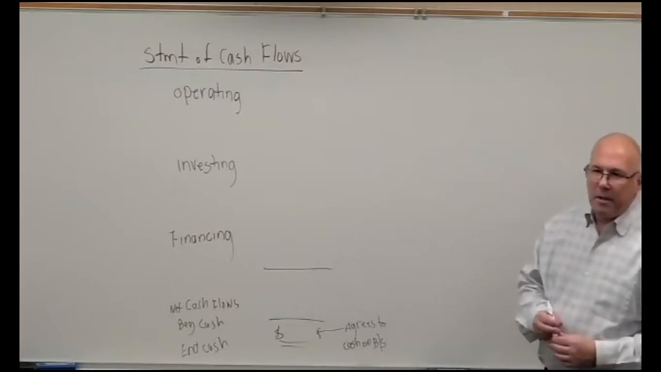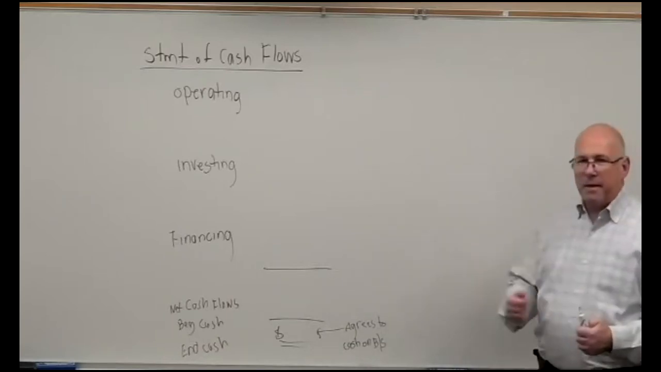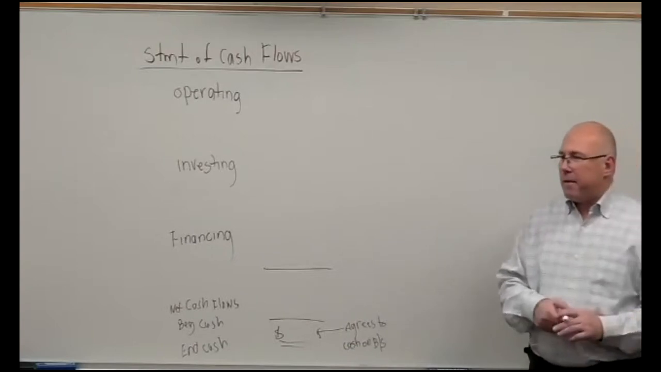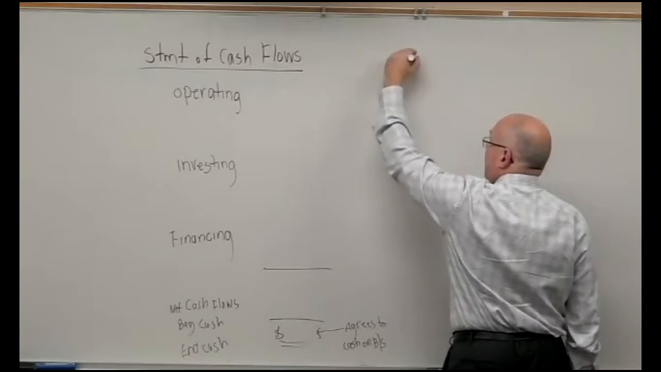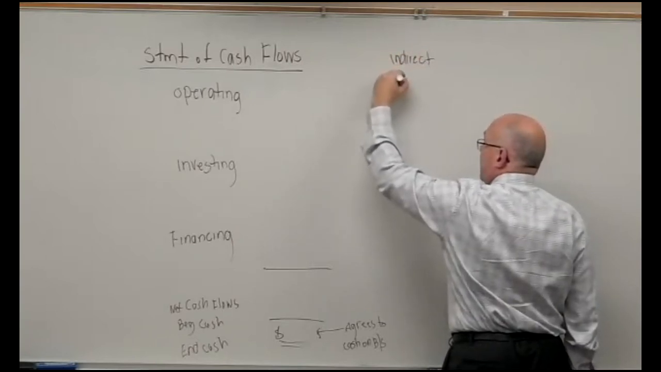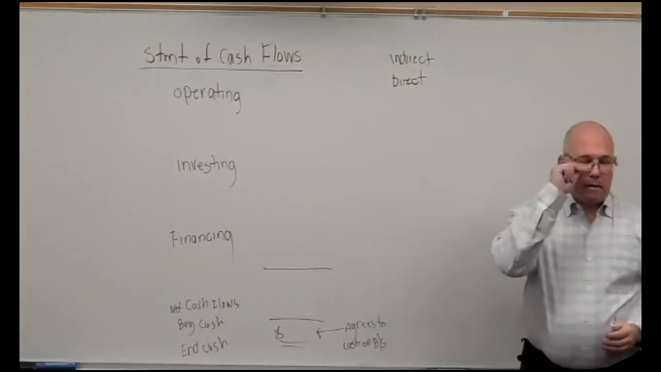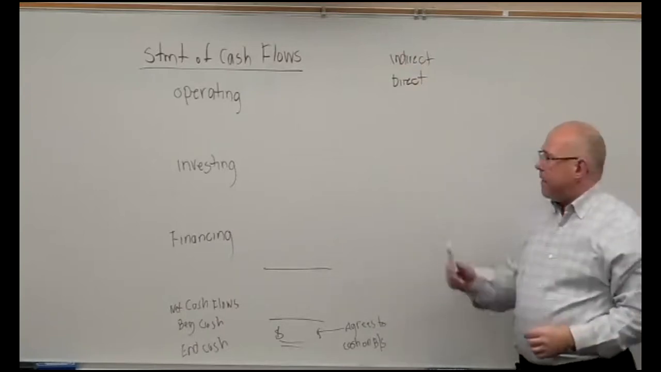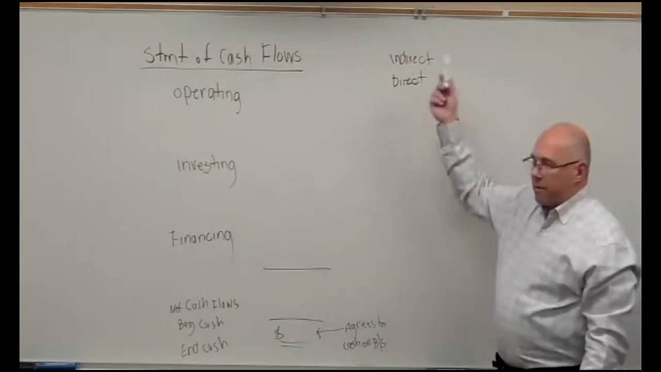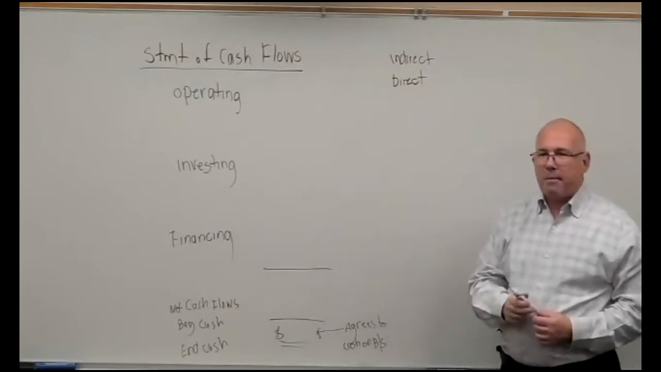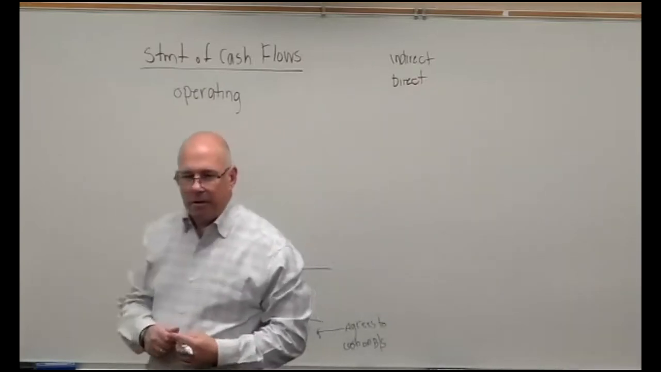Now, of all the statements to do, in a lot of ways, this is the most difficult. A lot of people have the most trouble with this. There are two methods we can use to prepare it. The indirect and the direct method. Users prefer the direct method. People that have to do this statement prefer the indirect method. The indirect method is a lot simpler to do, but doesn't give you the information you really want as a user.